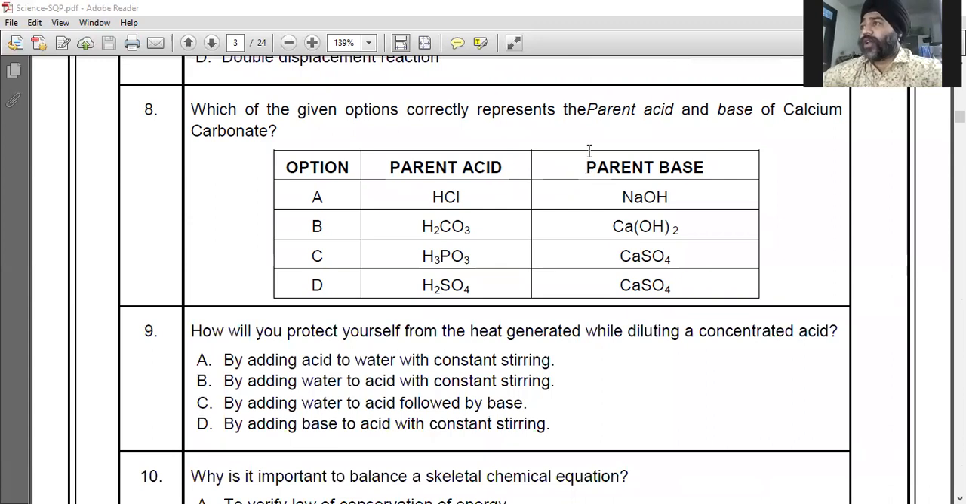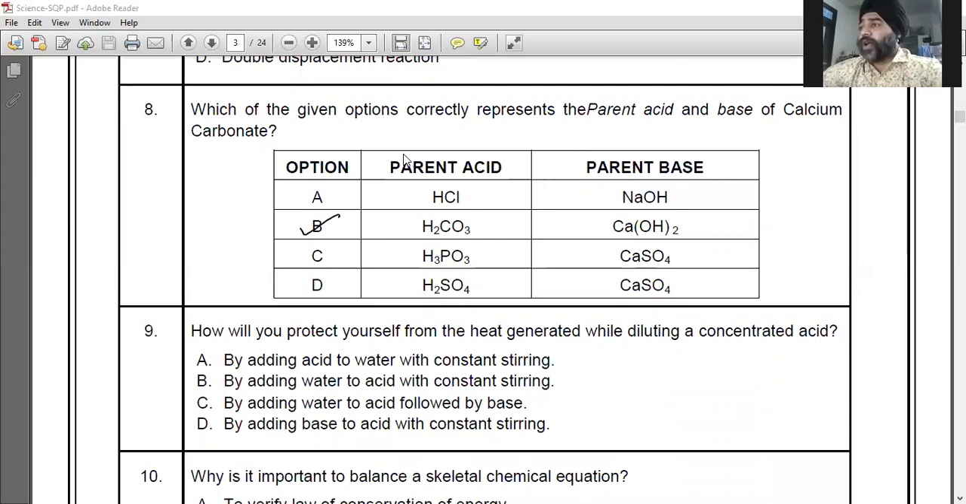Which of the given options correctly represents the parent acid and base of calcium carbonate? Now we have to produce calcium carbonate, and all of you know that the formula of the carbonate ion is CO3. So in all these options, you find CO3 only in option B. So option B is correct. In the rest of the options, you cannot find CO3. So it's option B which is correct.